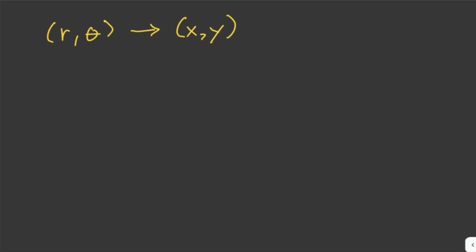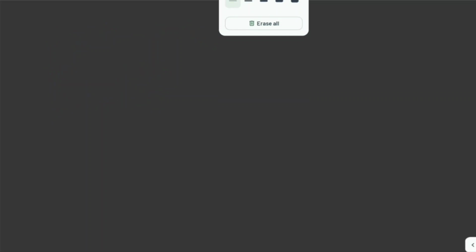So all we have to do is use the transformation relationships between the two sets of coordinates, which are x equals r cosine theta and y equals r sine theta. You just have to remember that the equation may need some algebraic or trigonometric manipulations before being transformed into rectangular form. So let's solve some sample problems here.